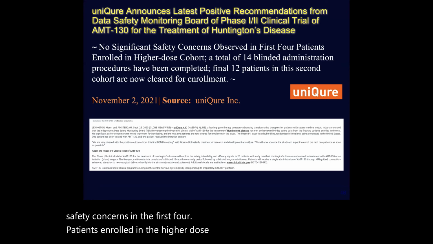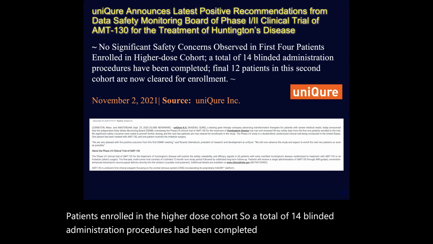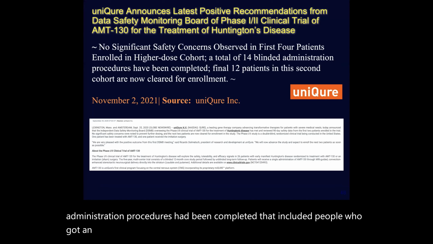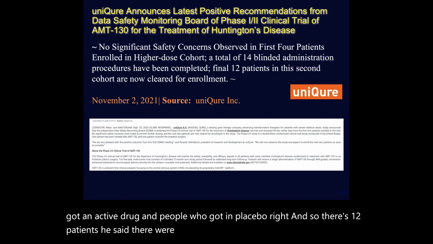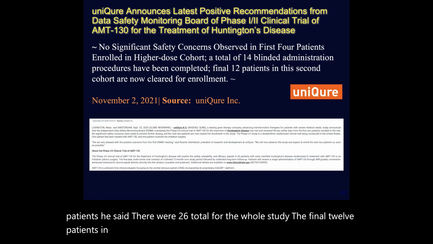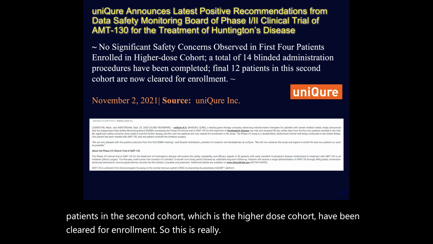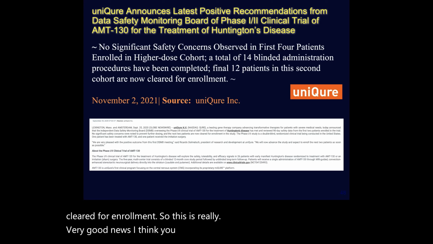So a total of 14 blinded administration procedures had been completed. That included people who got an active drug and people who'd gotten placebo, right? We said there were 26 total for the whole study, so the final 12 patients in the second cohort, which is the higher dose cohort, have been cleared for enrollment. So this is really very good news, I think, for this gene therapy approach.